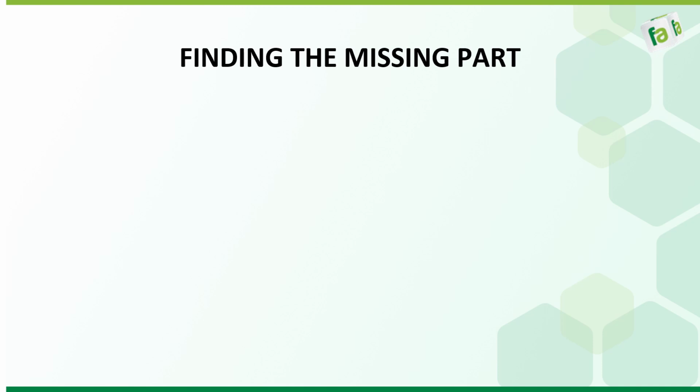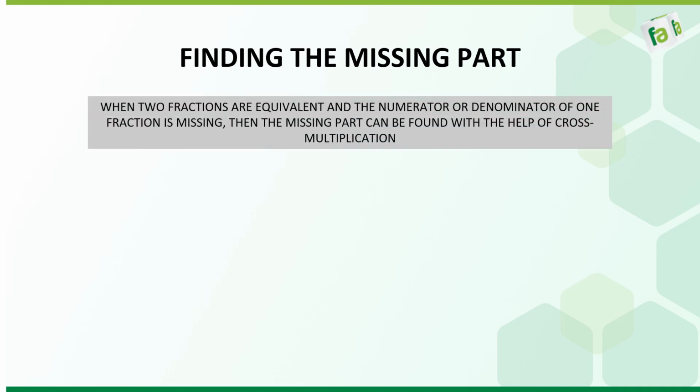Now, let us discuss questions involving equivalent fractions where a missing numerator or denominator is to be found. When two fractions are equivalent and the numerator or denominator of one fraction is missing, then the missing part can be found with the help of cross multiplication.